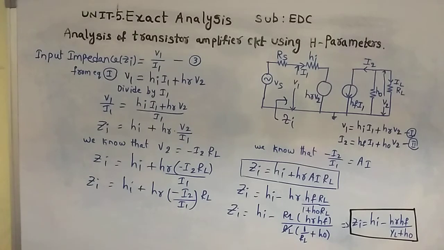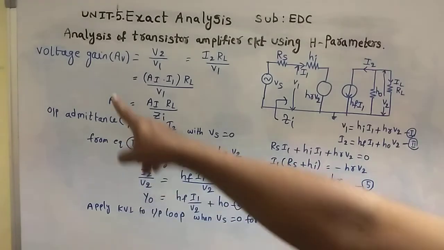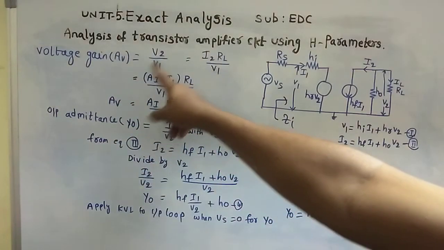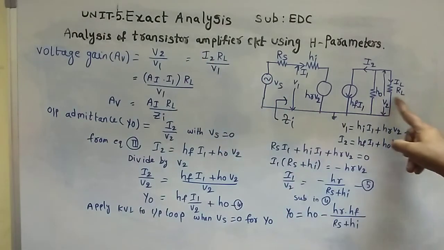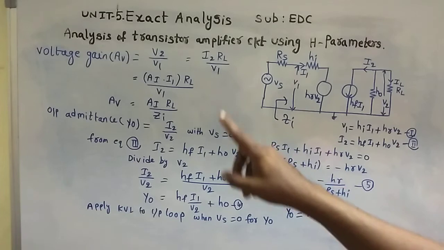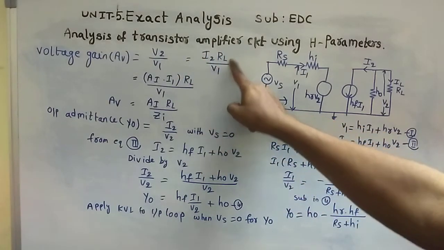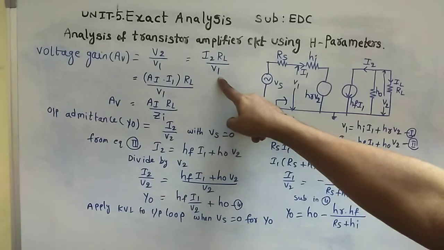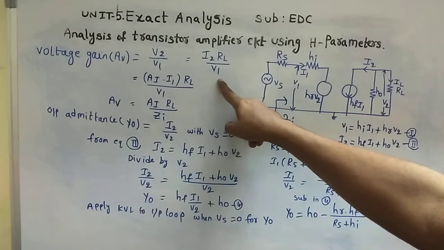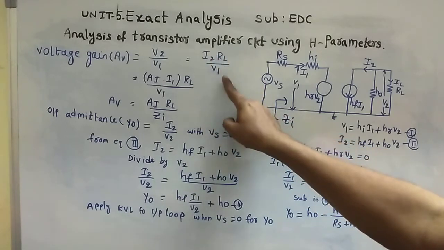Similarly, we can go for the next parameters, voltage gain as well as output admittance. The next parameter is voltage gain. AV is equal to V2 by V1, output voltage by input voltage. Again V is equal to IR, so it is I2 into RL by V1.